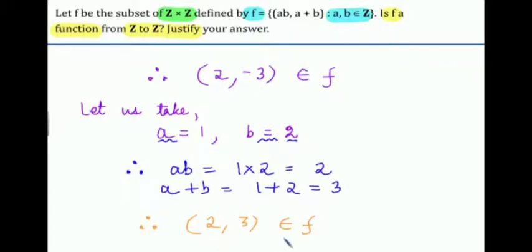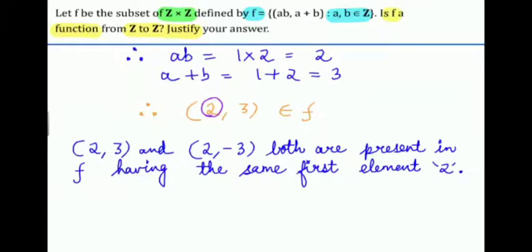That means 2 is related to -3 and 2 is also related to 3, right. So f is not a function from Z to Z. (2, 3) and (2, -3) both are present in f having the same first element 2.